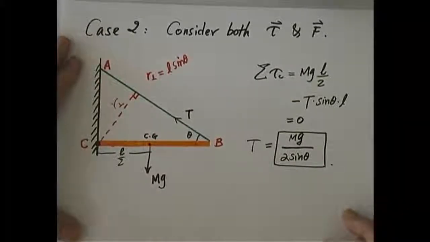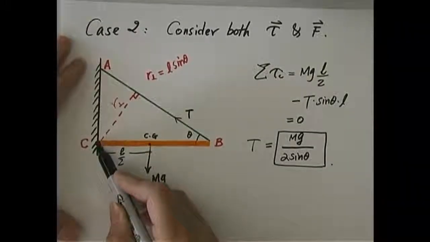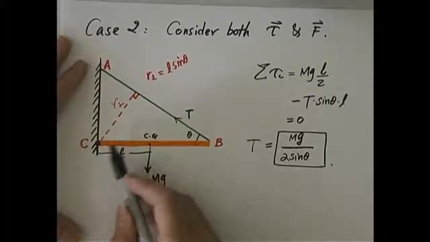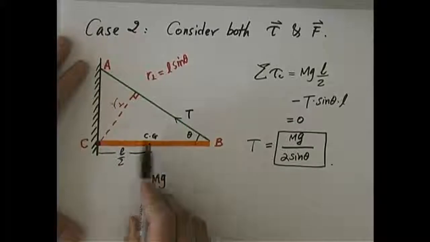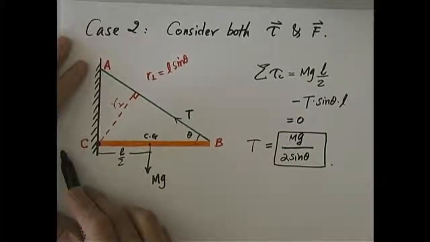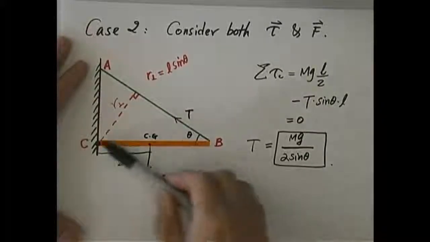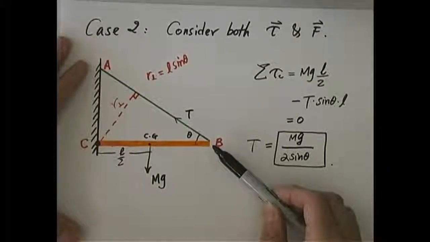Okay, having found tension, we're now ready to find the supporting force at point C. Now, remember I said this force has both horizontal and vertical components. How do I know that for sure? Well, first of all, let's see what kind of horizontal component it must have. Should it point to the right or to the left? There are a couple of things we can do to check that out. First of all, the net force on the bar has to be equal to 0, right?